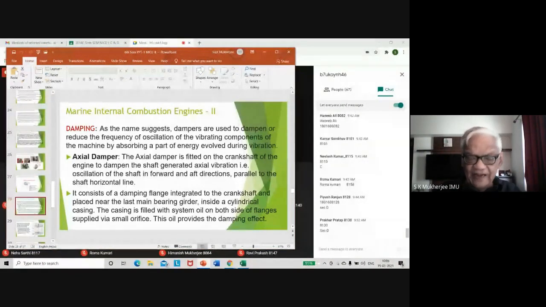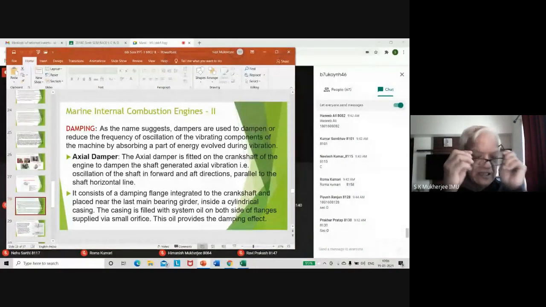At the free end, this casing, which includes the flange of the crankshaft, is fixed to the transverse girder of the last bearing. So any force on that bearing axially is transmitted to the transverse girder. And the transverse girder is part of the bed plate. So the whole bed plate takes the whole axial force for dampening out any axial vibration. So I have a diagram here which will help you to understand how it works.